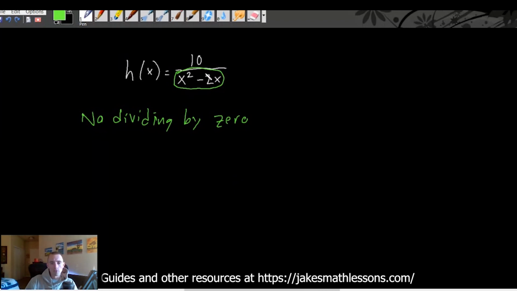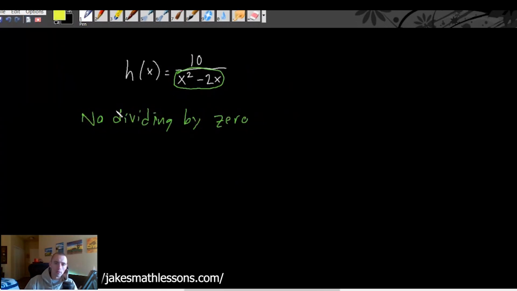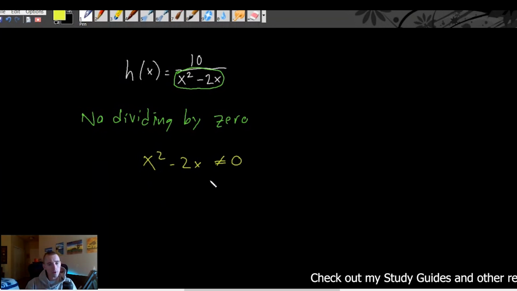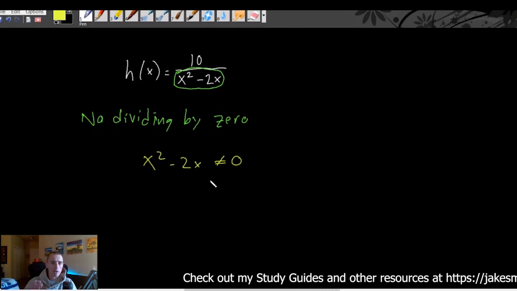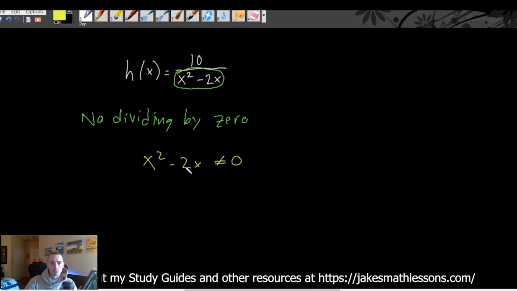We really just need to make sure that whatever is in our denominator, this whole x squared minus 2x, does not equal 0. So we can set up an inequality. It's not going to be a greater than or less than inequality. It's going to be one that just says x squared minus 2x cannot equal 0. So this denominator can be negative. It can be positive. That's completely fine. You just need to make sure that it does not equal 0, because if it does, you're dividing by 0 and you're breaking the rules of math. You can't do that. Can't divide by 0 ever. So keep that in mind.